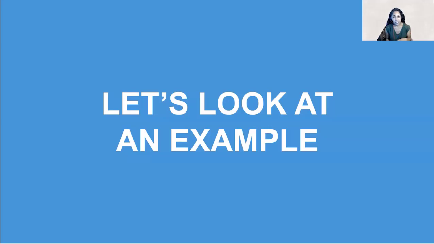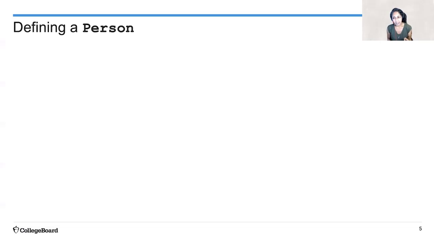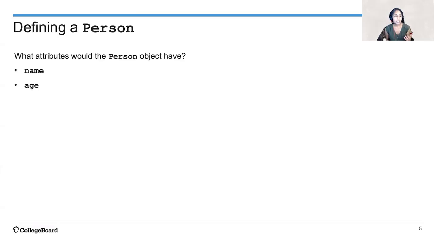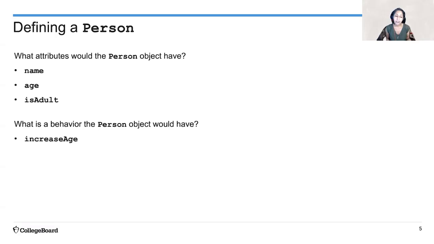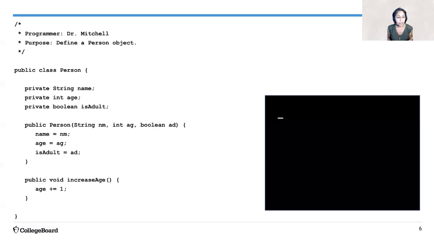So, previously, we defined a person. We had the name, age, and is adult attributes for my person object. And I had a behavior of increase age, to increase their age when they have a birthday in my program. So we're going to create a new example in a moment.